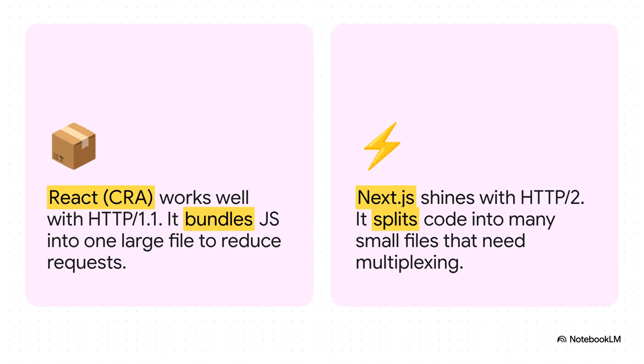But then you look at a framework like Next.js, which loves to do code splitting, breaking your app into tons of small little files. That strategy would be awful on HTTP/1.1. It absolutely relies on the multiplexing power of HTTP/2 to load all those tiny files super fast. It's a perfect example of how this low-level protocol stuff has a direct impact on high-level architecture.